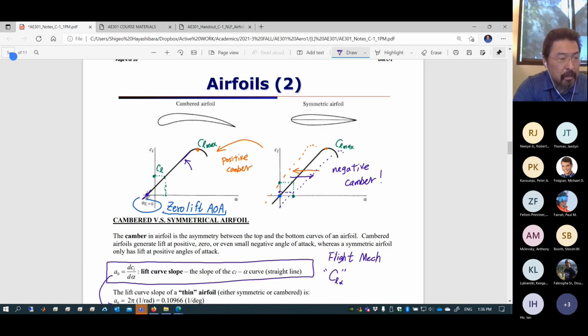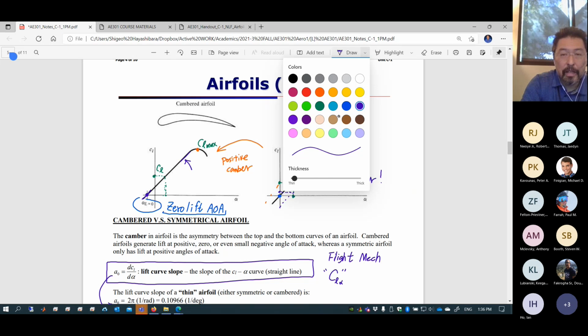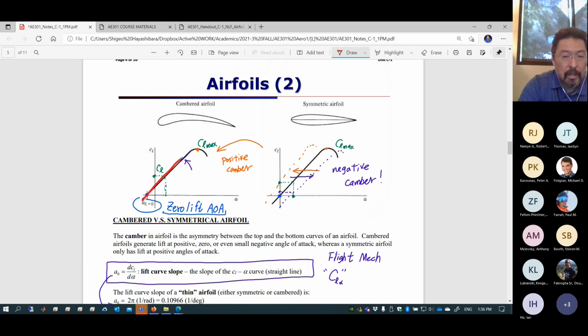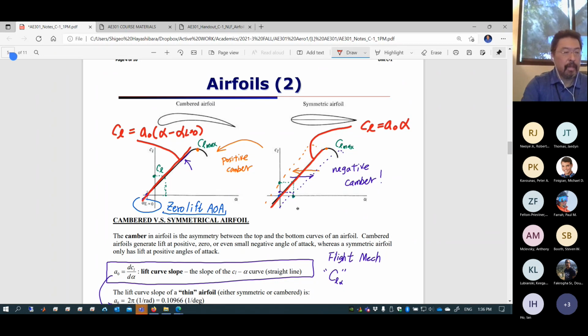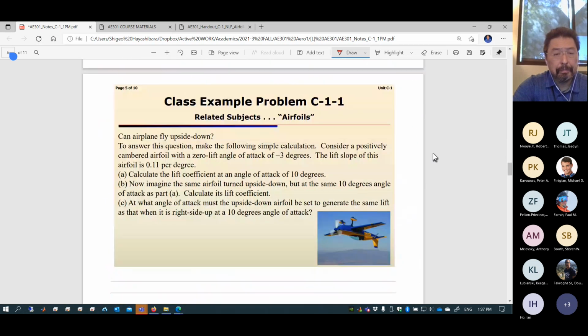This is CL equal to A0 times alpha minus alpha 0 lift, right? So this is essentially a linear equation. You can actually pick it up and use it. So CL is equal to A0 times alpha minus alpha 0 lift. Or if it's symmetric, CL is equal to A0 alpha. Okay. Now, having said that, let's take a look at the next page.